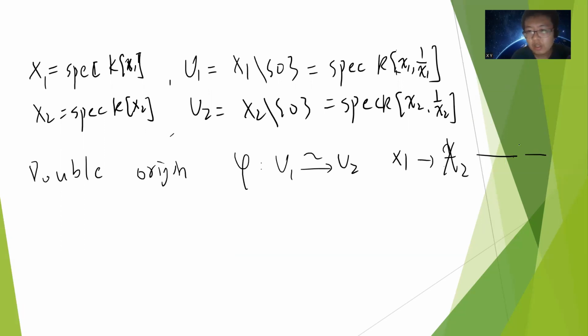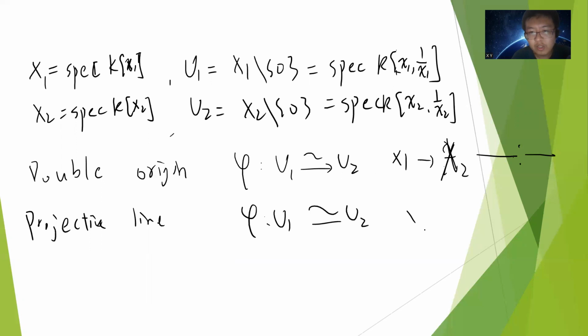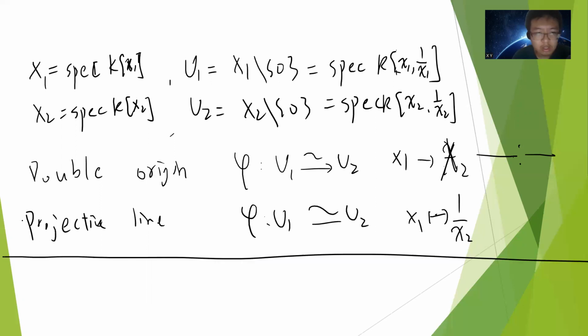As we said, this space looks like this, because you just identify these. For the projective line, you identify U1 to U2, but with x1 going to 1 over x2. You can think about it a little bit. This is exactly the same as the complex topological version, one definition of projective space. So let me just quickly recall.